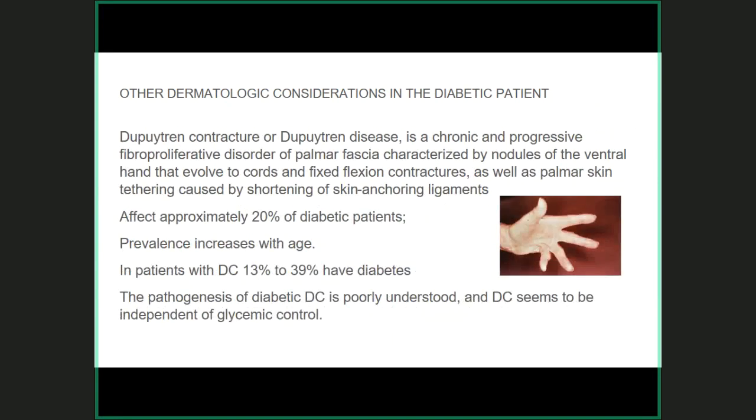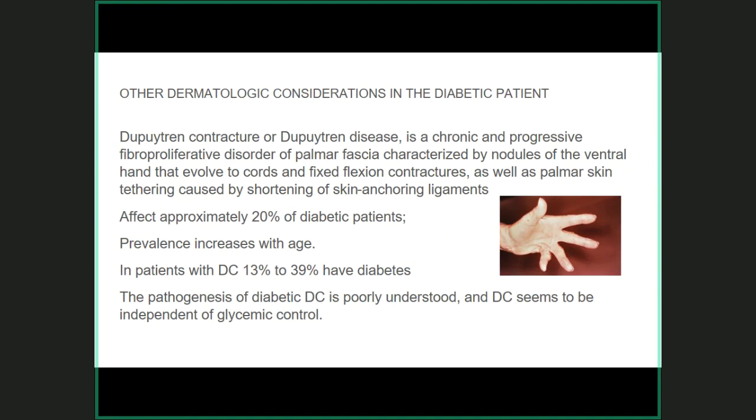Dupuytren's contracture: remember to examine your patient's palms. It is a chronic progressive fibroproliferative disorder because of thickening of the palmar fascia, with nodules in the ventral hand, which evolves to flexion contractures and can cause limitation of their activity levels. It affects approximately 20% of diabetic patients, and the prevalence increases with age.